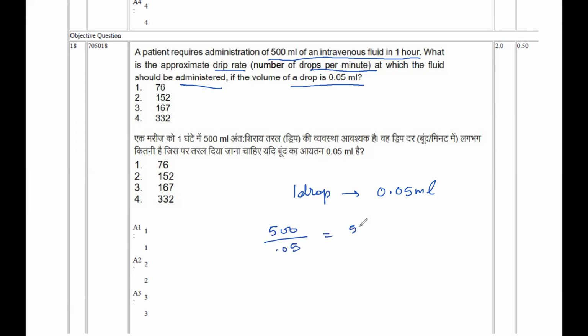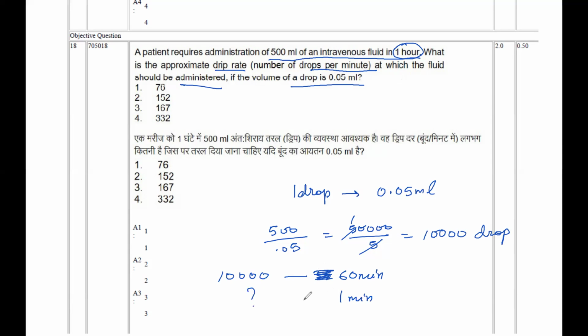So we end up getting, this is the decimal approximation, 100 and 100. So that's 10,000 drops, okay, and in 1 hour. So we can say 10,000 drops in 3,600 seconds. So we won't take seconds, we'll take 60 minutes. Therefore, in 1 minute, there'll be how many drops? And that will be my answer. It'll be 10,000 divided by 60.